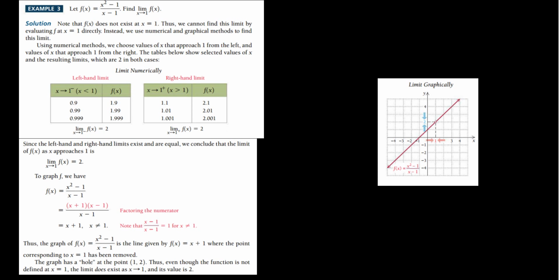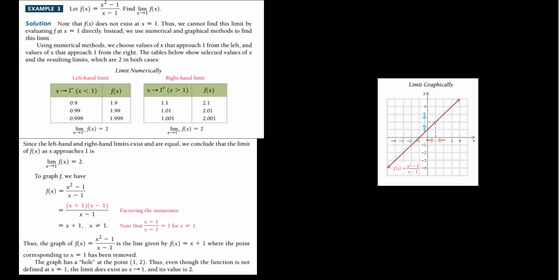Alright, so example 3 reads, let f of x be equal to x squared minus 1 divided by x minus 1. We need to find the limit as x approaches 1. Same procedure we did before: we plug in values approaching 1 from the left side, so 0.9, 0.99, 0.999, and as we do that, we get to the number 2. As we approach from the right side, 1.1, 1.01, 1.001, and so on, we end up getting 2.